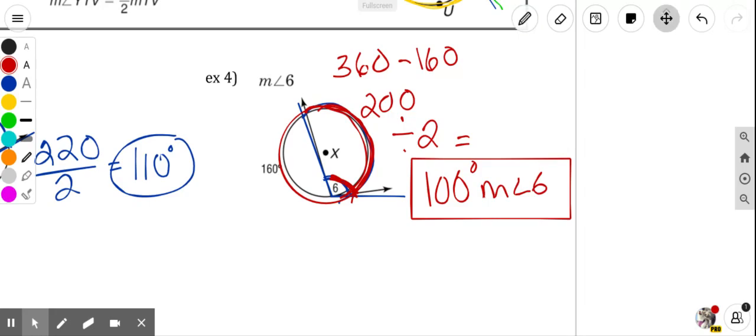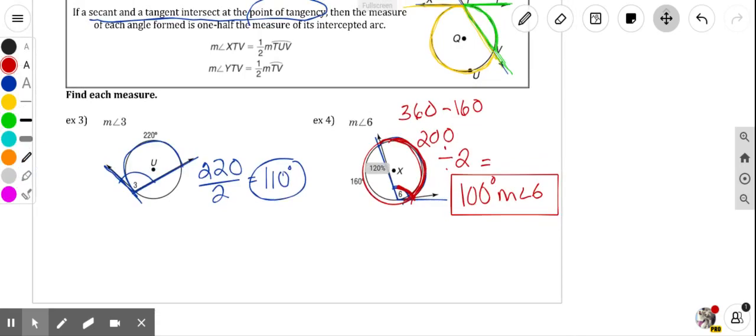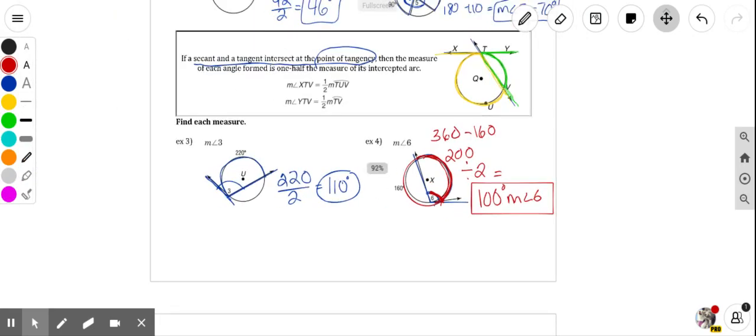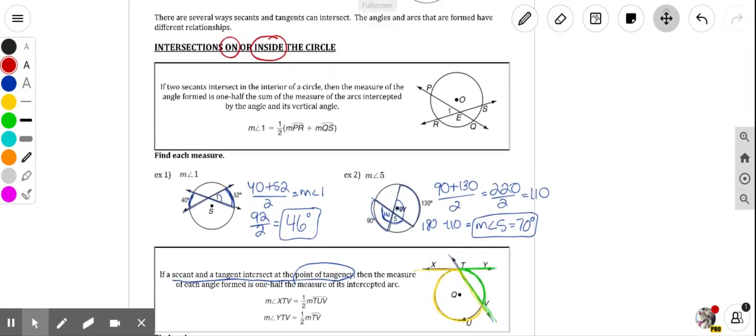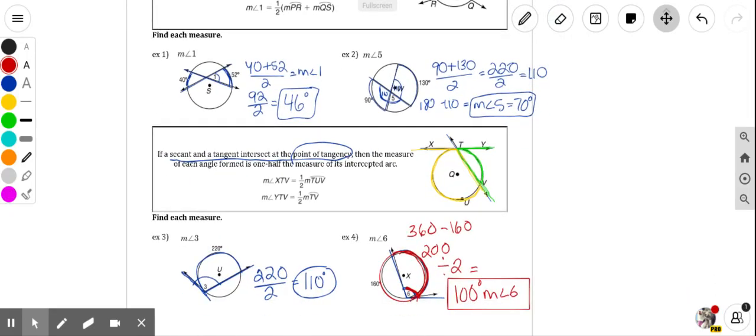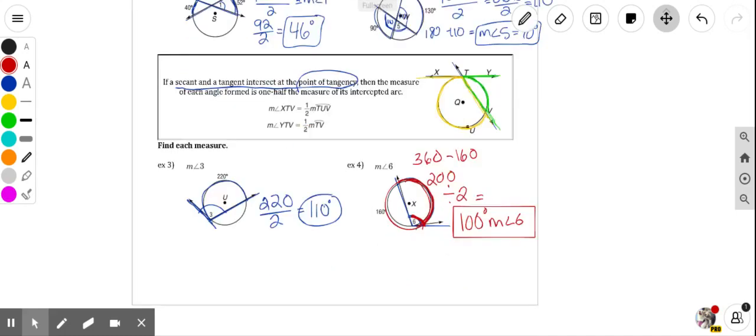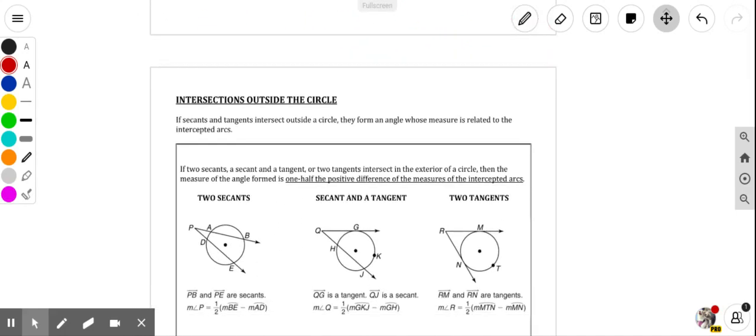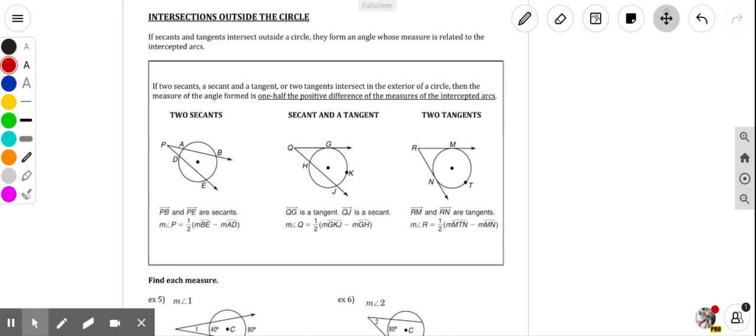Okay, so that's that theorem. These two theorems, again, are what happens when you have either two secants intersecting inside the circle, that was the top one, or a secant and a tangent intersecting at the point of tangency. The last relationship that we're going to talk about has 3 scenarios that this can happen.